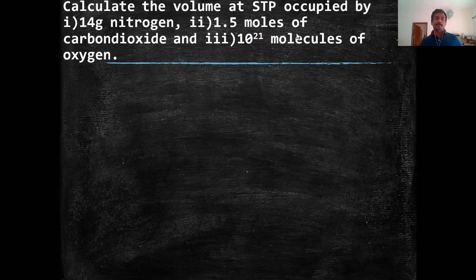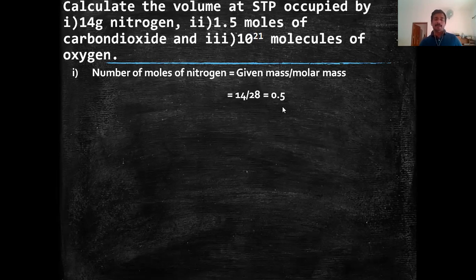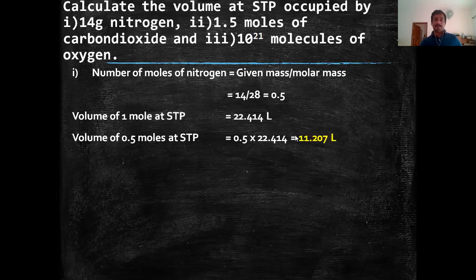So we can solve it one by one. First one, 14 gram nitrogen. How will you calculate the number of moles? Number of moles of nitrogen equals given mass by molar mass. Given mass 14 gram divided by molar mass 28 gram equals 0.5. Volume of 1 mole at STP is 22.414 liters. So volume of 0.5 mole at STP, number of moles into 22.414, equals 11.207 liters.